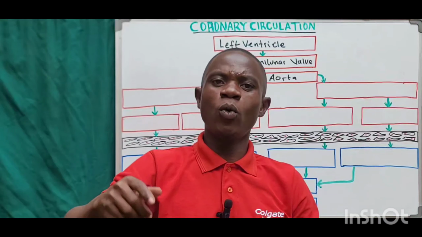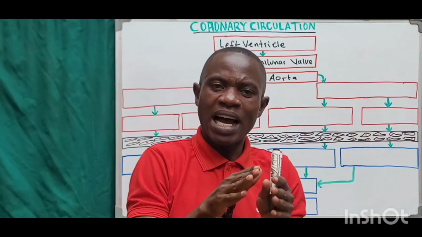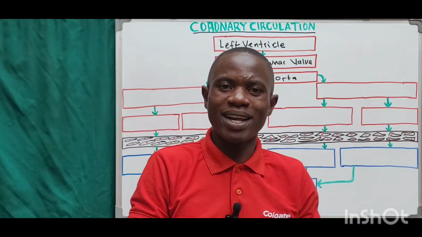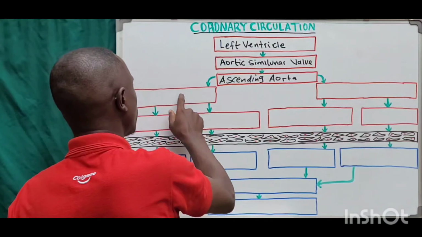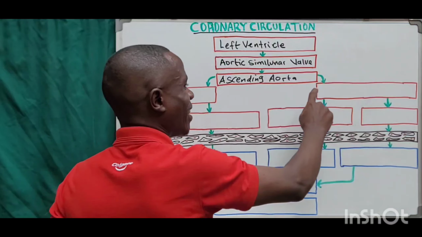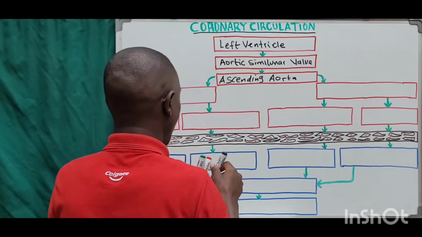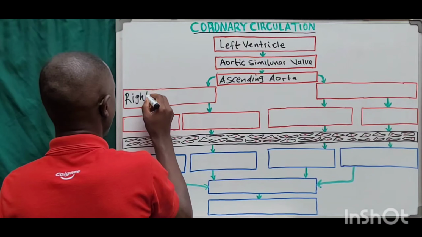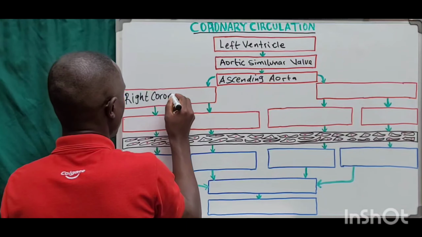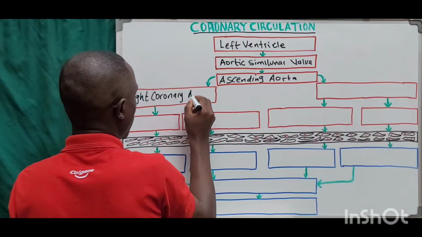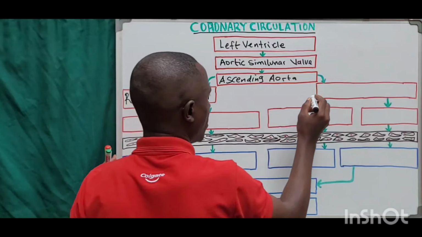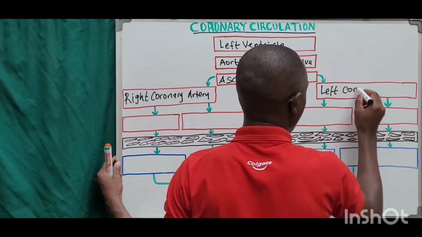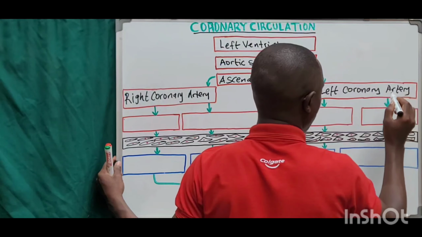As we have said, during ventricular diastole, the blood will try to first come to the left ventricle, which will cause the aortic semilunar valve to close. And once it closes, this blood will be shunted to the right and then the left coronary arteries. So this one here is going to be the right coronary artery, and this one here is going to be the left coronary artery.